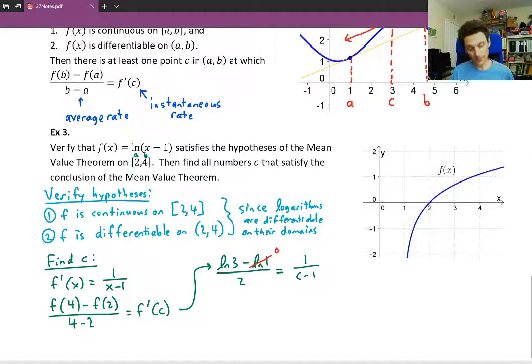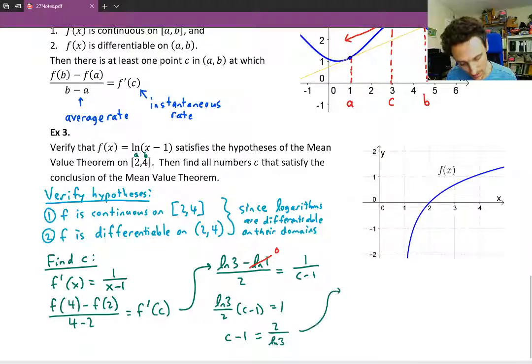So now we've got to just solve for C. Now we can either do a trick where we flip both sides, or if you don't like that kind of trick, you can instead just multiply the C minus 1 over to the other side. Multiply both sides by C minus 1, and then multiply both sides by 2 over natural log of 3. And the last step is add 1. Whatever your favorite path is to solving this equation. This is just one of the paths.